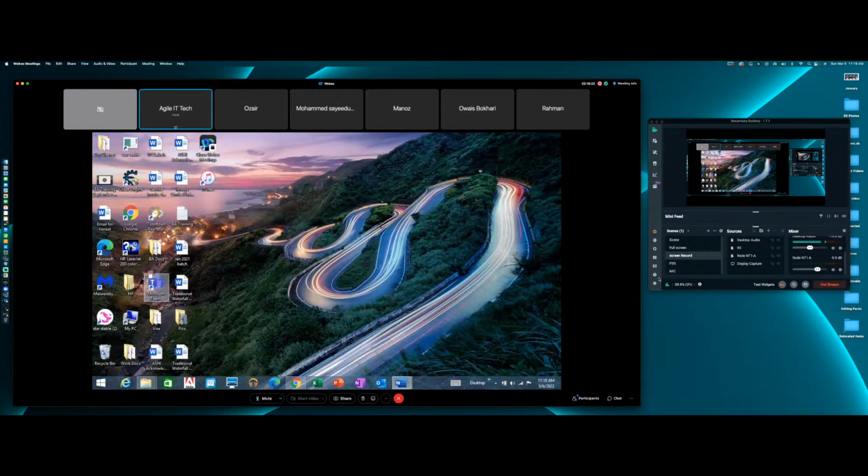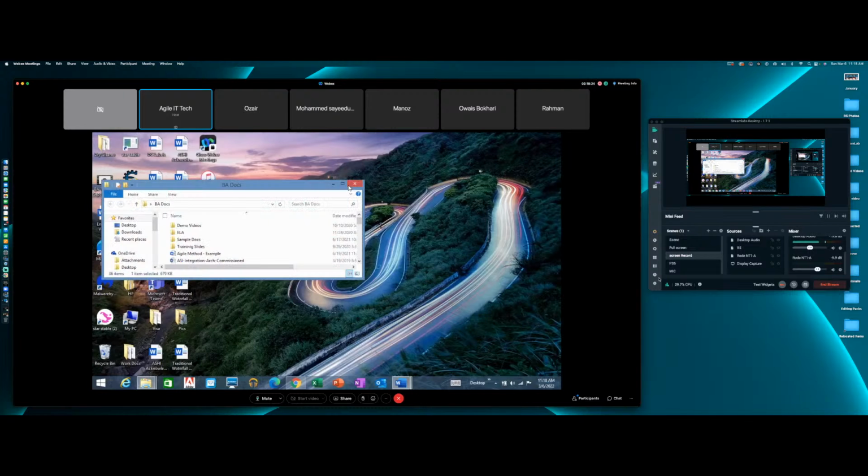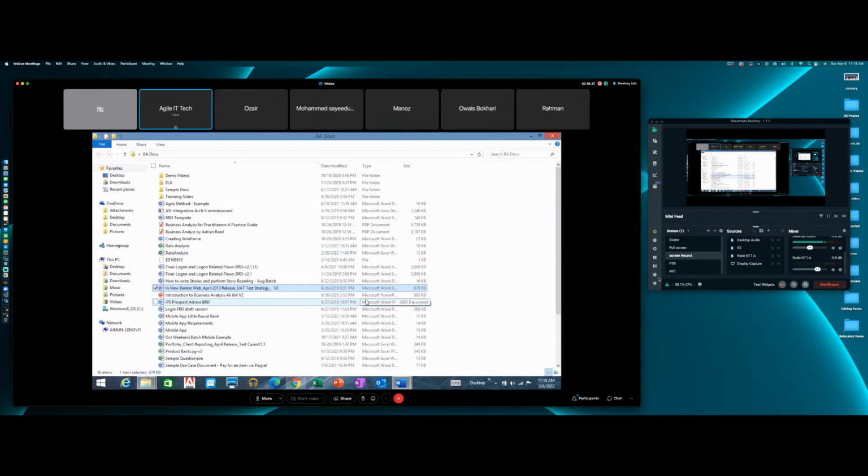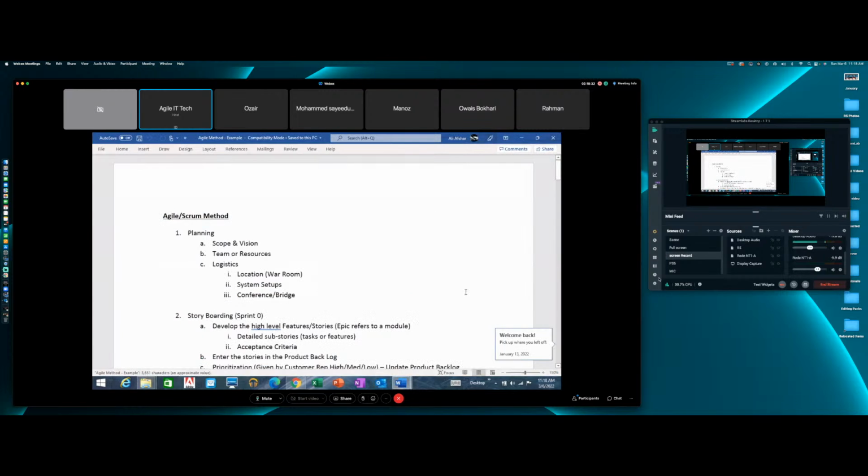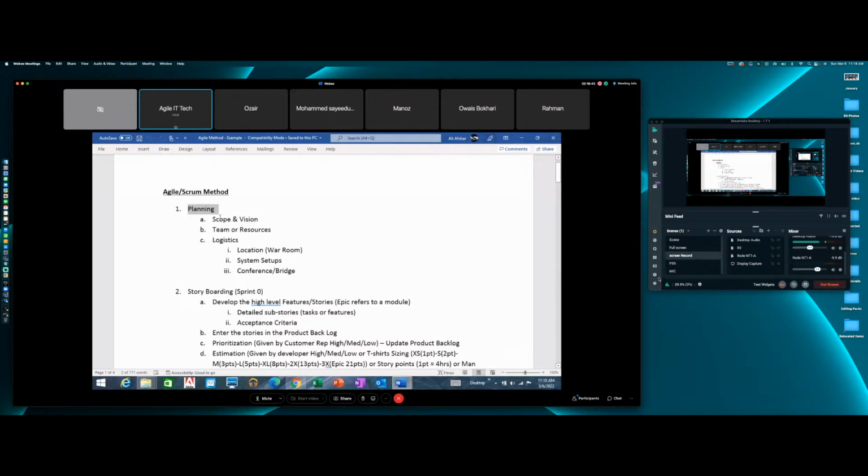All right. So let's look at the deep dives for Agile methodology. These documents are actually in the email that I'm about to send you guys today. This is the deep dive on the Agile Scrum method. Like all projects, even Agile projects start with the planning phase. In the planning phase, you're going to be talking about the scope and the vision. You're going to be trying to get your team, your resources together, and also work on your logistics, meaning getting the room together, the location, which we said was going to be a war room where we'll be working together as a team.